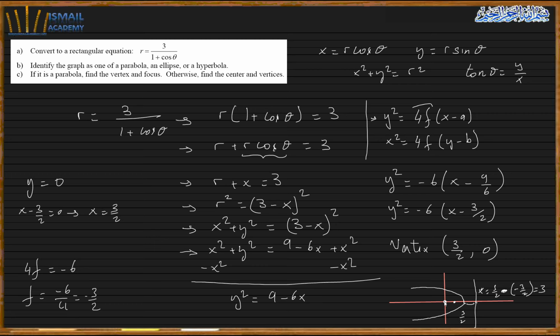So the focus will be 3/2. I'm going to add f to the 3/2, so it's going to be minus 3/2, 0. So it's going to be 0, 0. So this is the location of the focus. So like I said here, this is the parabola, and this is the vertex of the parabola, and this is the focus of the parabola.